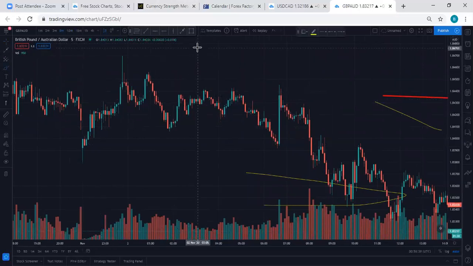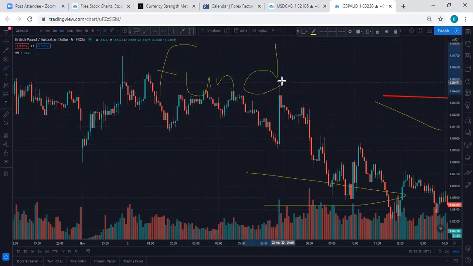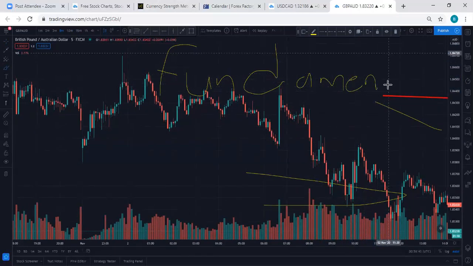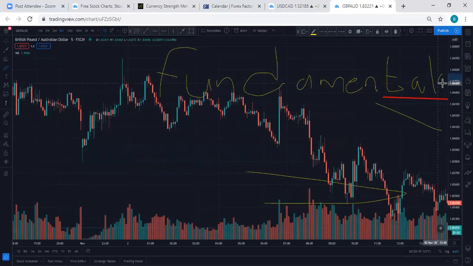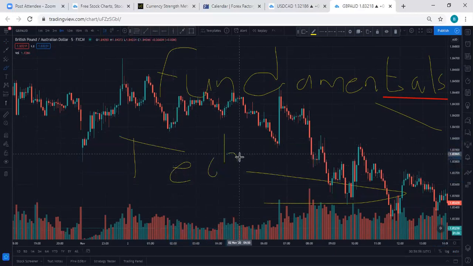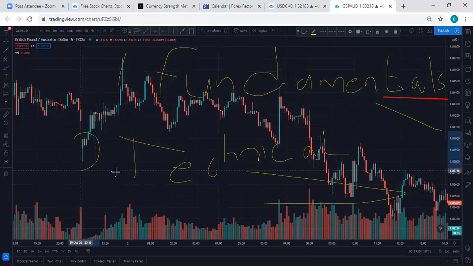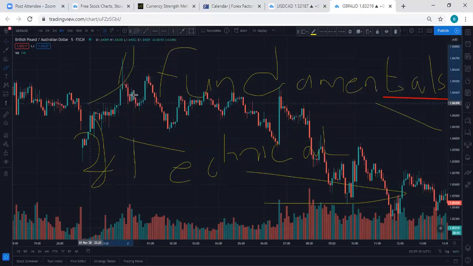fundamental analysis. Now, what is fundamental analysis? If you are very attentive, you would have heard me mention, I think in our first class or our second class, that there are 2 types of analysis. There's the fundamental and there's the technical analysis. So we have 2 types: fundamental and technical.